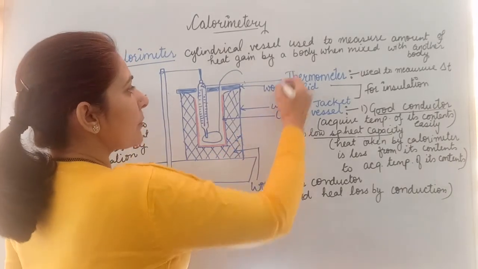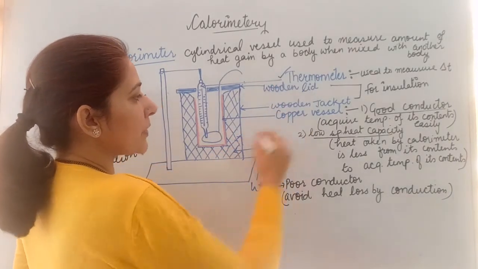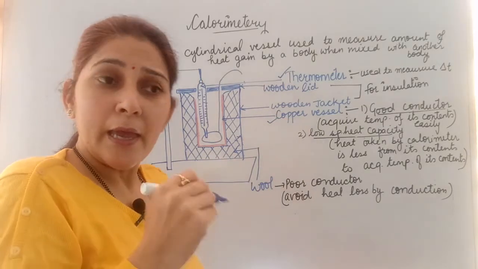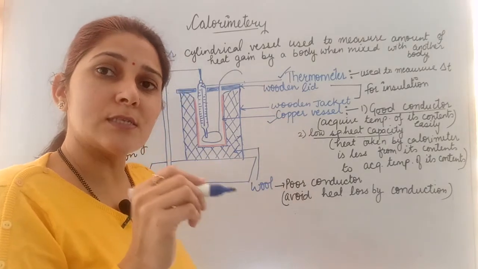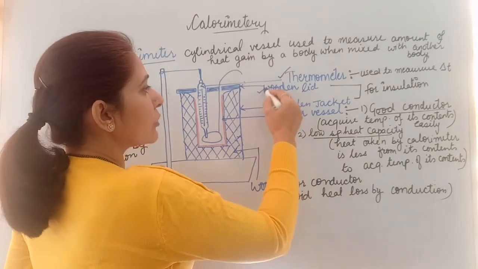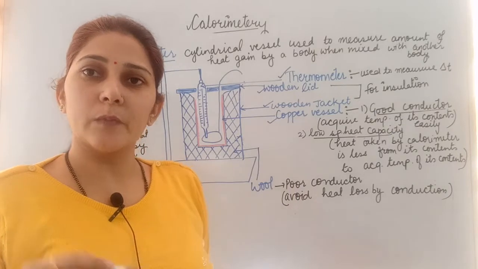So we have discussed the thermometer, used to measure the temperature, and the copper vessel, a good conductor with low specific heat capacity, able to acquire the temperature of its content very easily. Then the wooden jacket and wooden lid are used for better insulation.